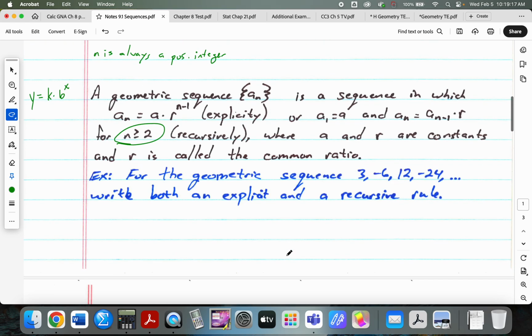So here, for the geometric sequence 3, -6, 12, -24, write both an explicit and a recursive rule. The explicit rule would be a sub n is equal to the first term, 3, times, what's the common ratio here? In other words, if I take one term and divide it by the previous term, you get that that's -2. So it's -2 raised to the n minus 1 power.